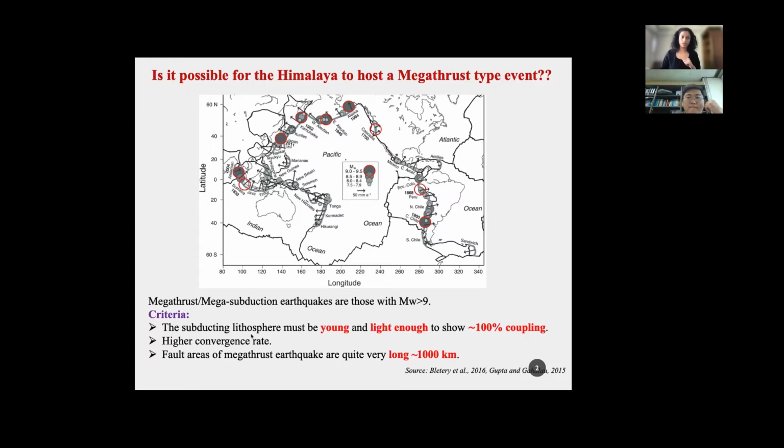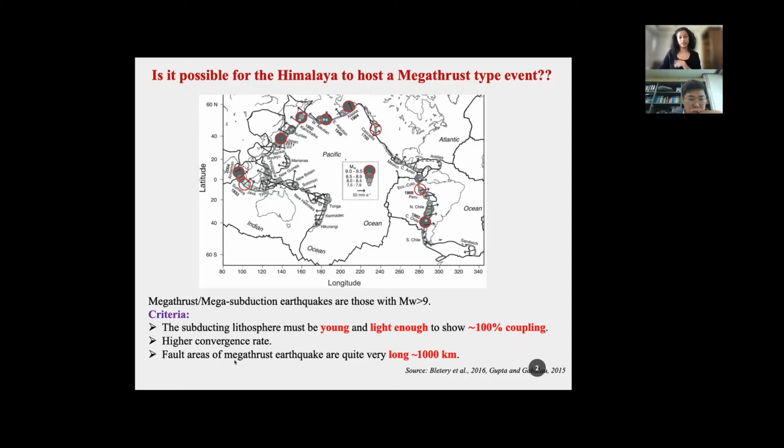The subducting lithosphere must be young and light enough to show 100% coupling. When I say 100% coupling, I mean that the subducting plate is stuck tightly with the overriding plate, so that the strain accumulated at the interface is released only during an earthquake. There is no seismic creep. Second, a higher convergence rate. When I say higher convergence rate, I mean that strain will be accumulated faster at the plate interface, and then released during an earthquake.